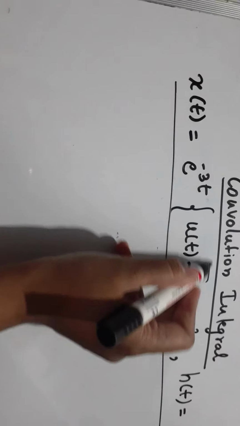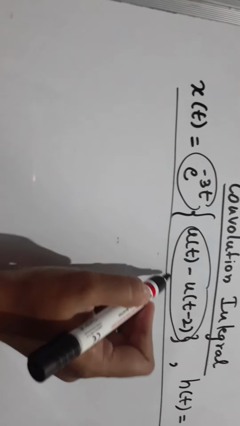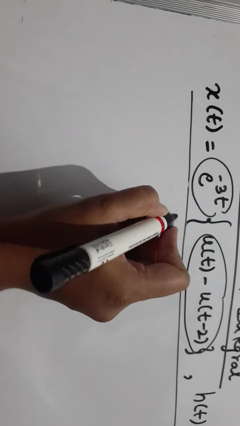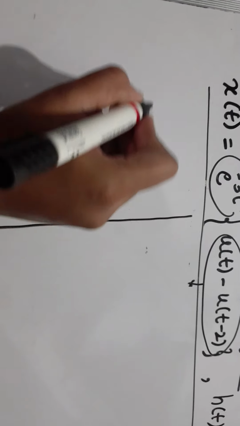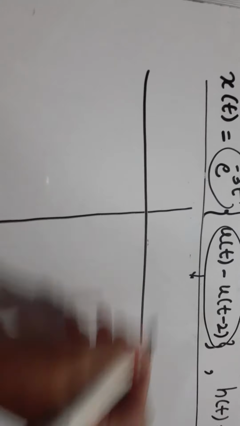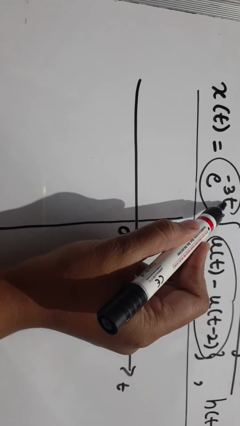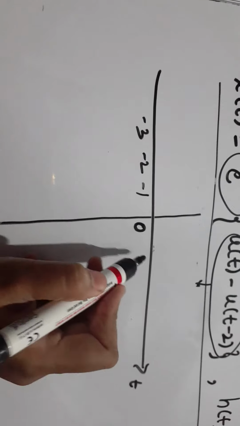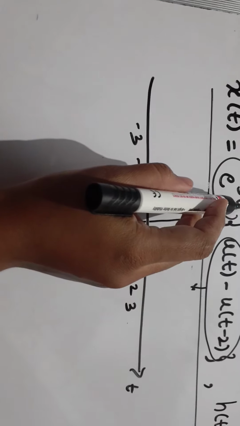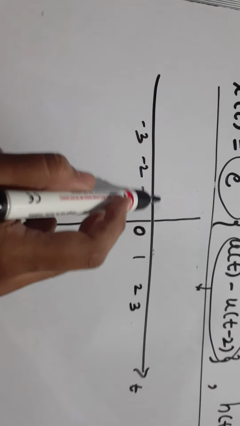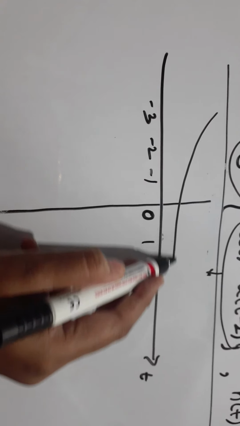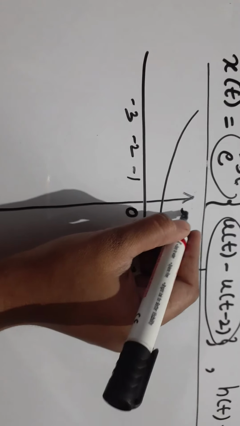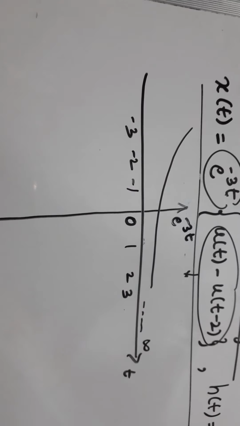If you see here, it has got two parts. First we will see how to draw this and then how to draw this. We know how to draw the exponential signal. If you substitute t values, all negative and positive, putting t value from -3, -2, -1, 0, you will get a curve like this extending up to plus infinity. This is e raised to minus 3t.